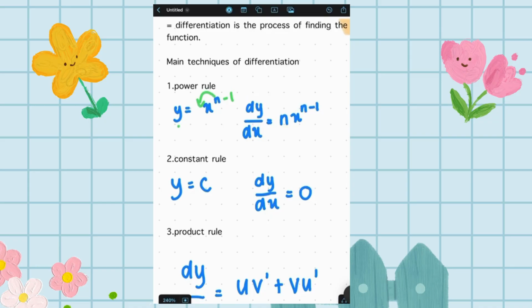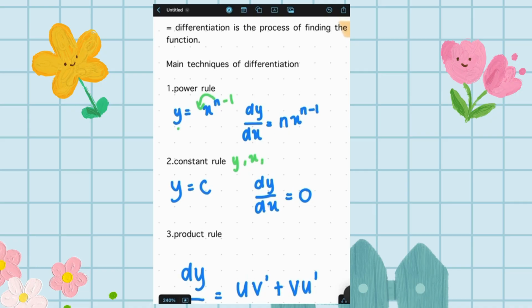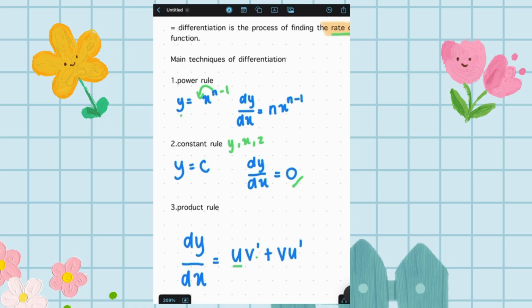And then we have the constant rule. The constant rule is very simple. If the term is just a number without any variable like y or x or z, its derivative is always 0. The formula is, if y equals c, then dy over dx equals 0.